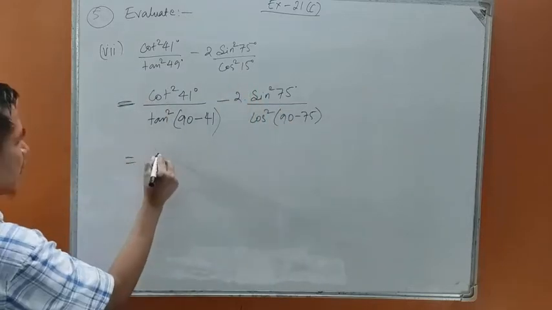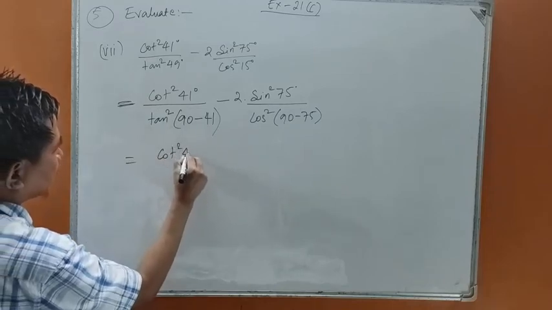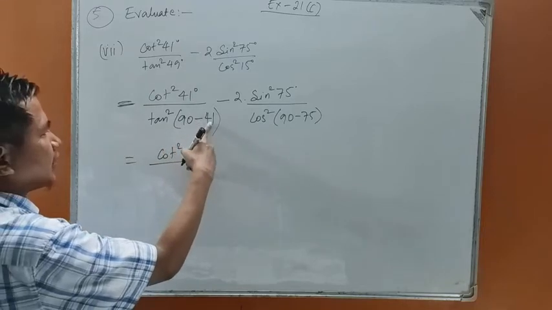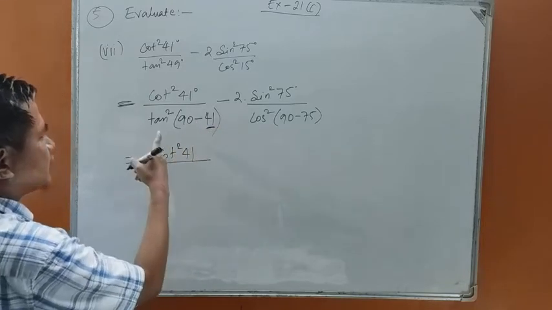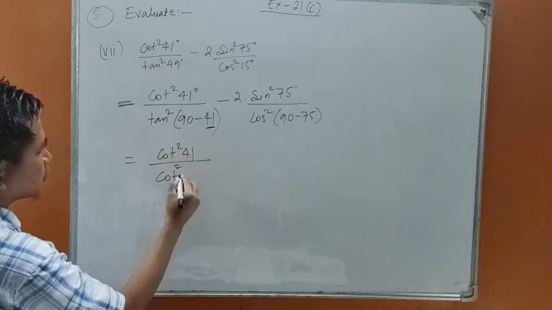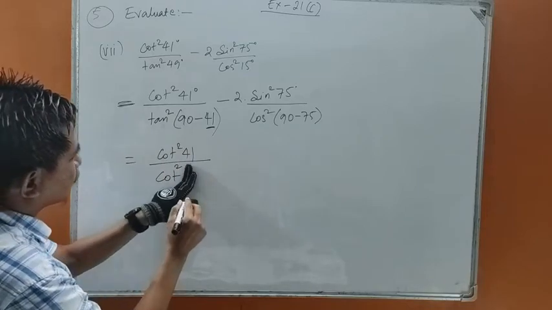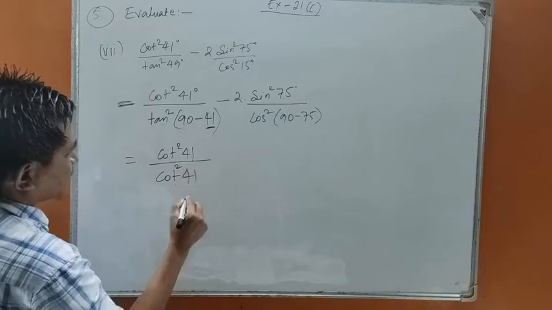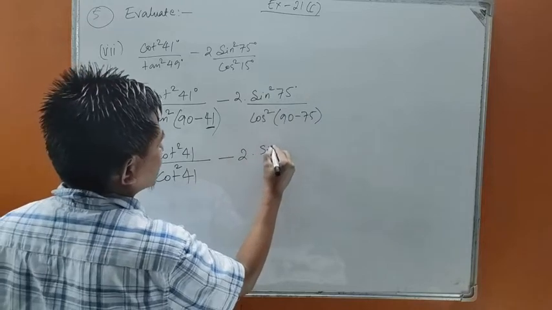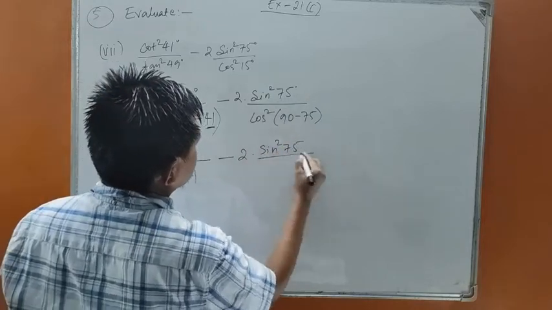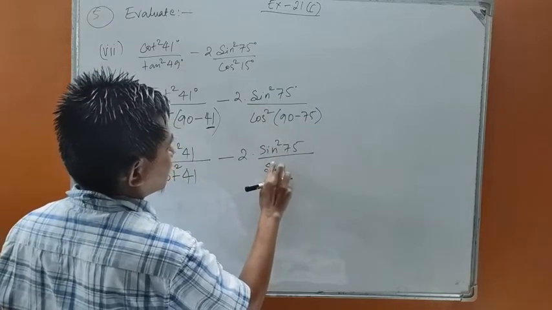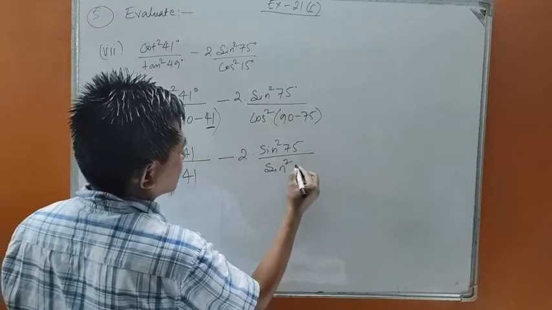So cot square 41, we copy this as it is, and in the denominator we have tan 90 minus theta, where theta is 41, isn't it? So tan 90 minus theta is cot theta. Here we have square, so let's put square as well, cot square 41. So no need to put bracket, isn't it? Minus, here we have 2 into sine square 75. Similarly, cos 90 minus theta is sine theta. So we have square here, let's put square. Theta is 75.